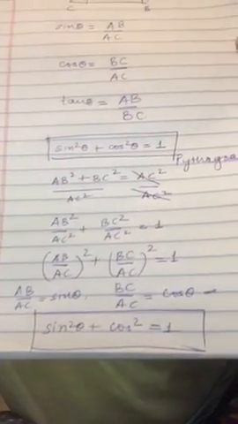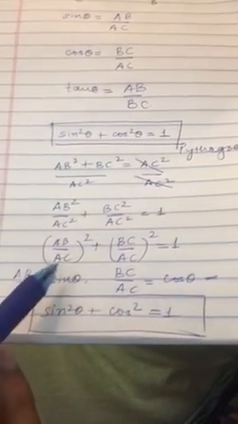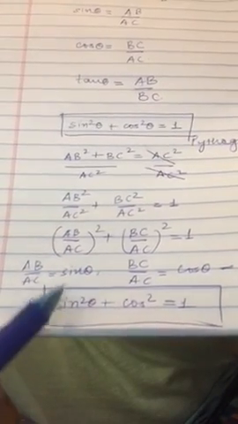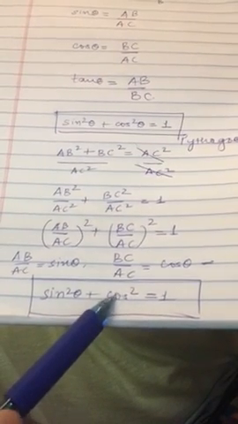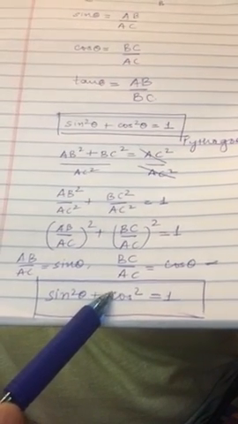So what I will be getting is sine square theta plus cos square theta is equal to 1. I'm putting it in a box to highlight what we have achieved. For the sake of understanding, I substituted AB by AC with sine theta, so it becomes sine square theta, and for BC by AC I substituted cos theta, so it becomes cos square theta. So that's it. We got the first identity.